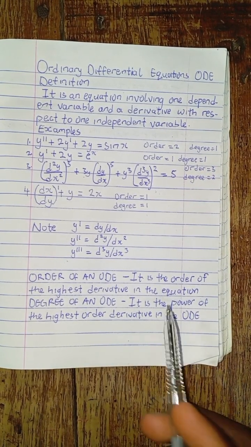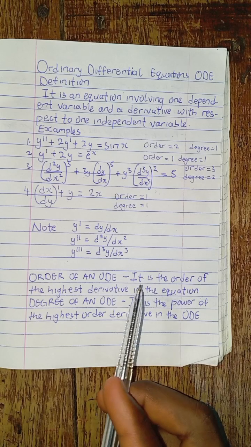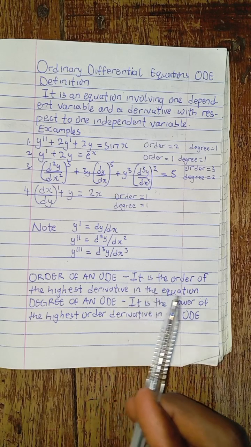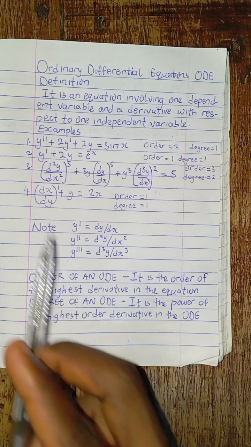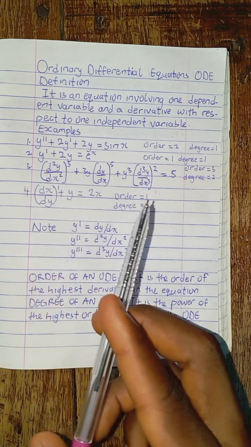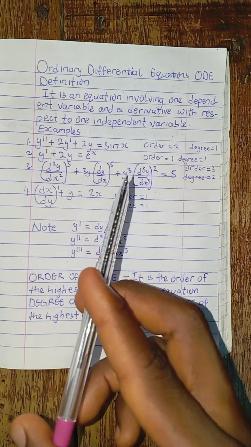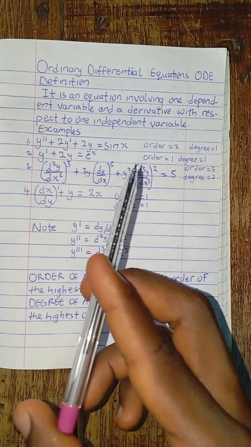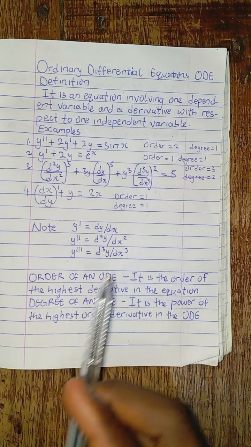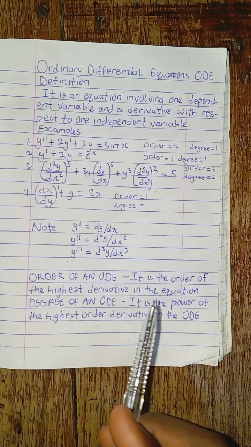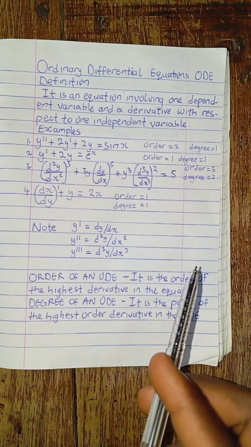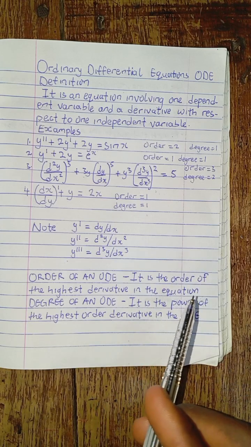The main thing is just to understand the definition: the order of an ODE is the order of the highest derivative. So in any equation, you look for the highest derivative, and the value of that derivative is the order of the equation. Then the degree of an ODE is the power of that highest order derivative in the equation.